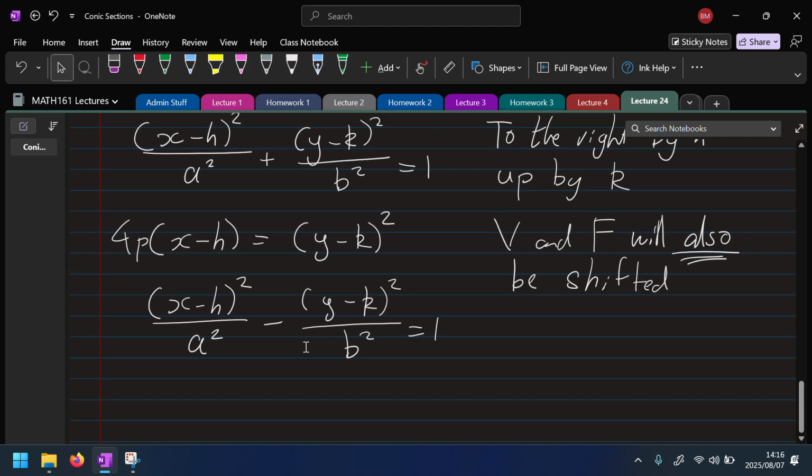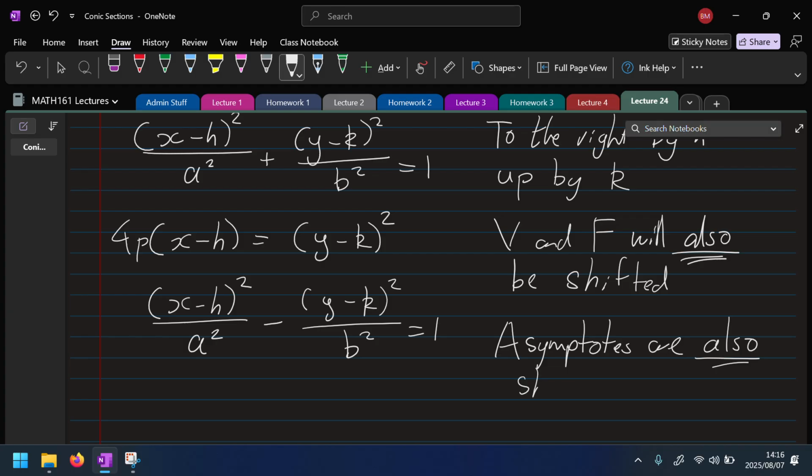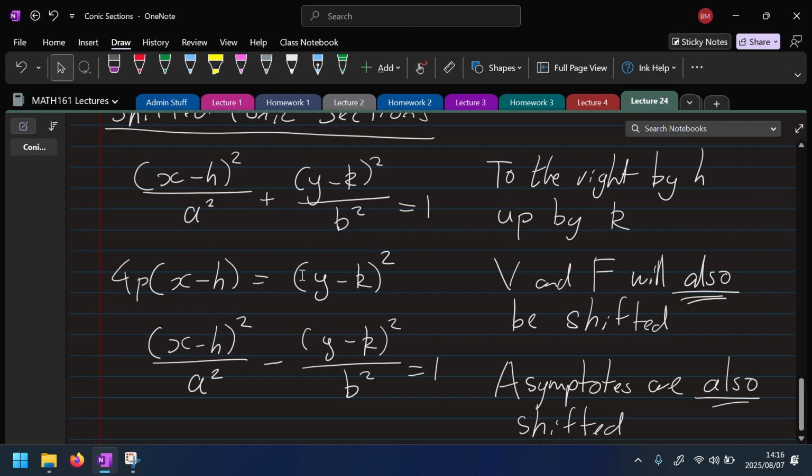And then just a final note here. Asymptotes will also be shifted. So the vertices get shifted, the focal points get shifted, and then for the hyperbola that comes with asymptotes, those are also shifted. Everything gets moved by h to the right and k up. All right. Any questions on shifting these?